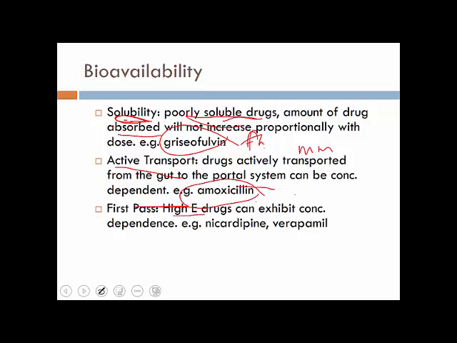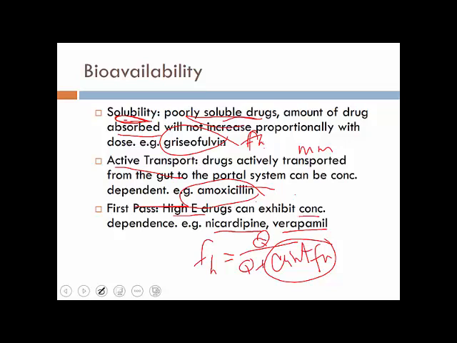Finally, we have high first pass drugs. So these are high E drugs where much of the drug is eliminated as it goes through the liver before it reaches the systemic circulation. So these drugs, remember, this is again the fraction that escapes first pass effect is dependent upon Q. If you remember this relationship, these two things are saturable. So nicardipine and verapamil can show concentration dependence in the therapeutic range because of saturable enzyme activity.